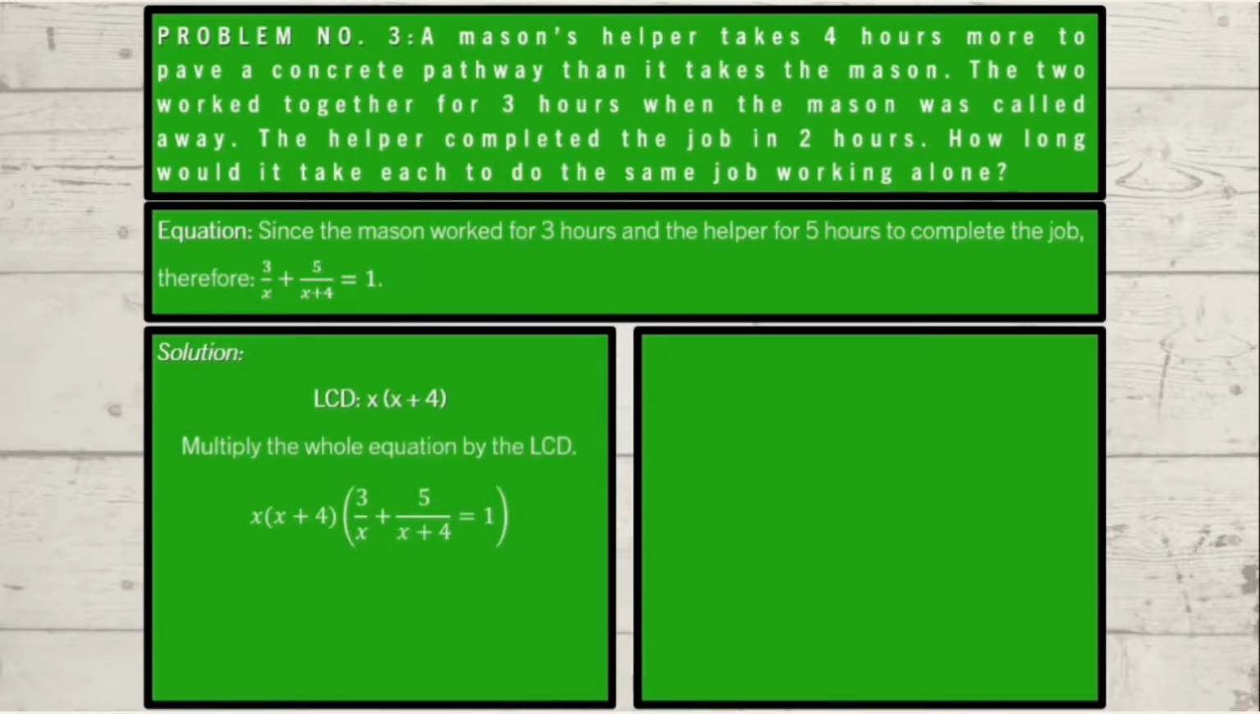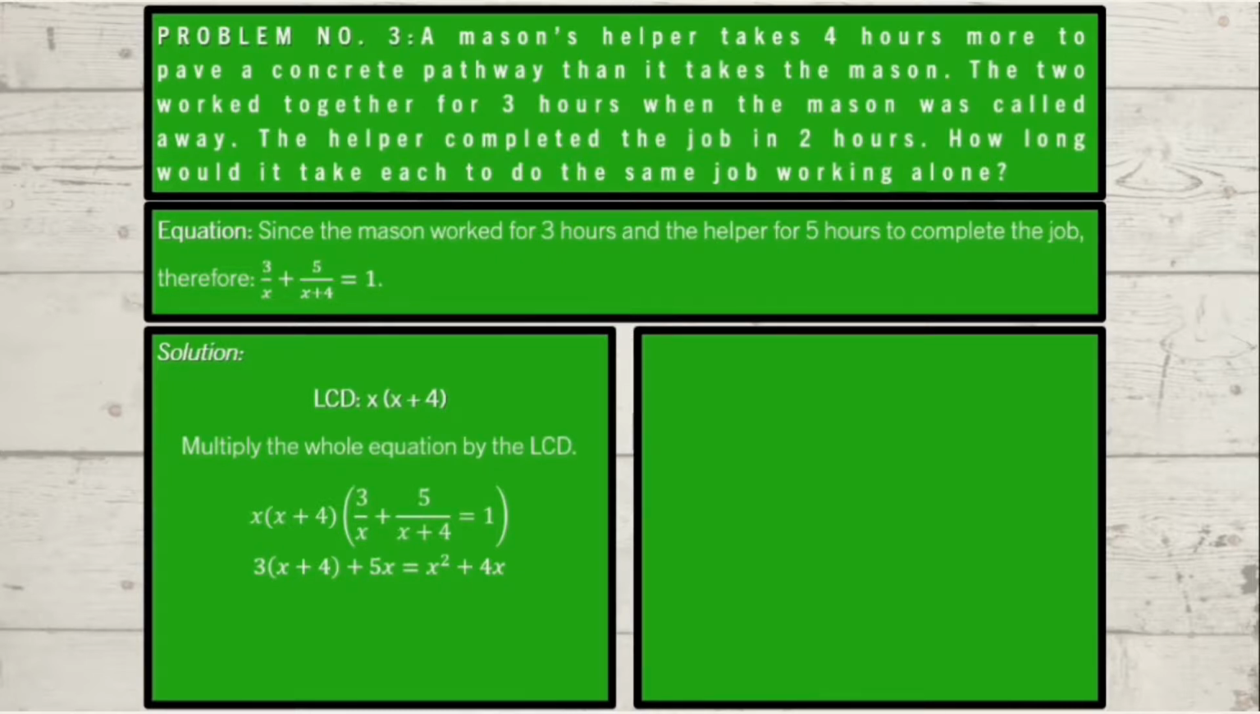Please look at this very well. By distributive property, we are going to multiply the LCD to each of the term inside the parentheses. Then, cancel out all the things that we can cancel. Now, after canceling out what is common, then we can get the product. We have 3 multiplied by x plus 4 plus 5x is equal to x squared plus 4x. That is after canceling out.